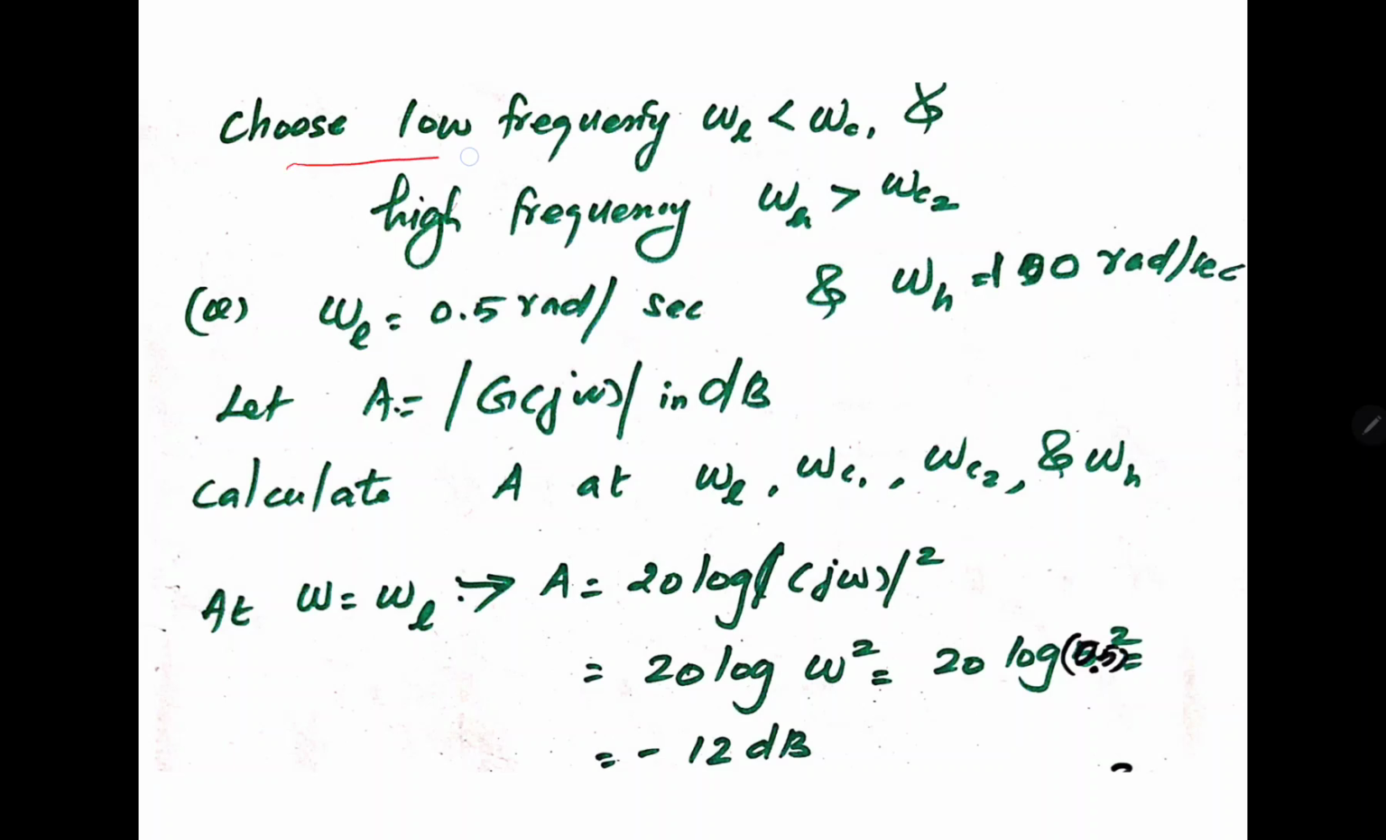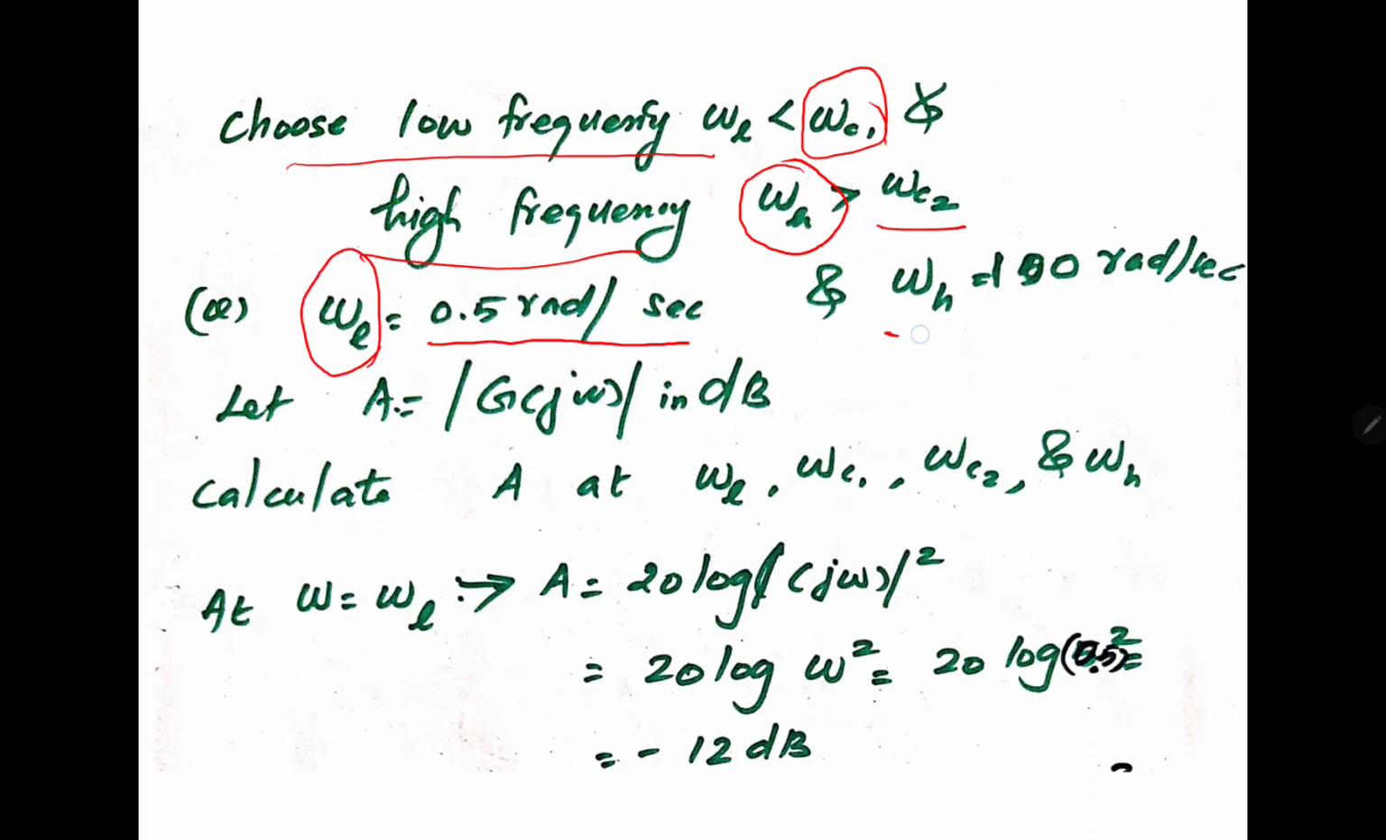We are going to choose a low frequency, omega L, which is less than the first corner frequency, and a high frequency, omega H, which is greater than omega C2, the second corner frequency. We can choose the low and high frequencies randomly. In this problem, we choose omega L equal to 0.5 radians per second, and the high frequency as 100 radians per second.